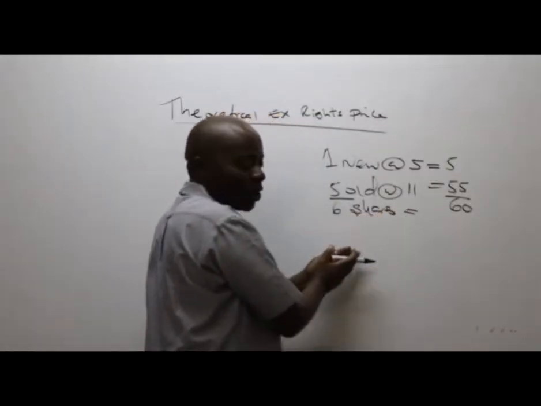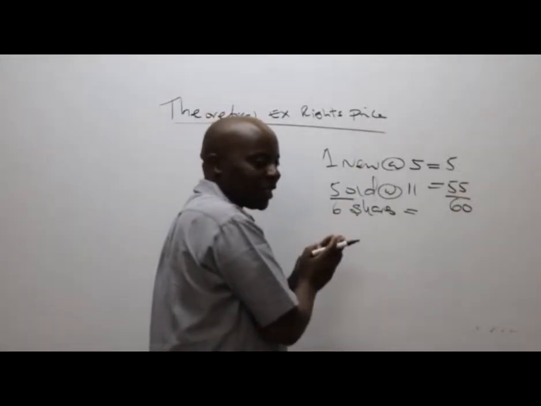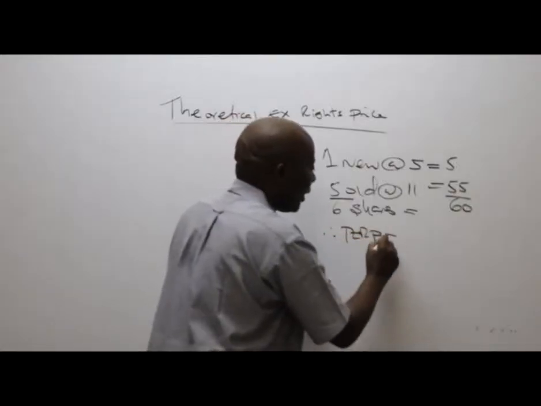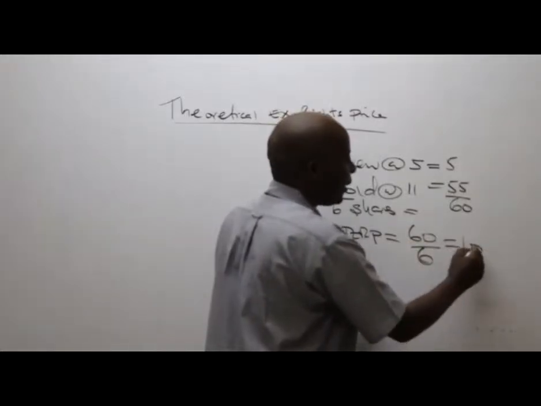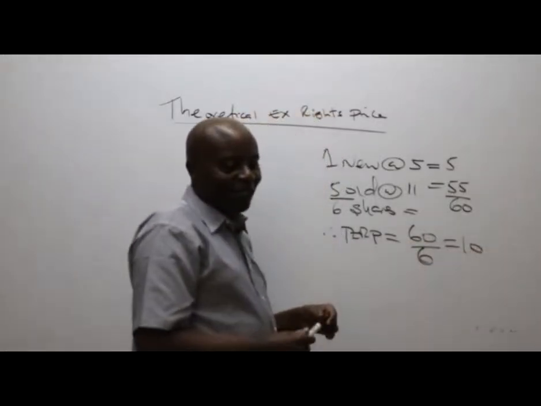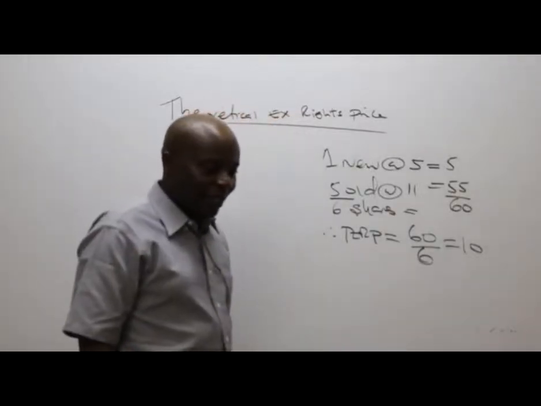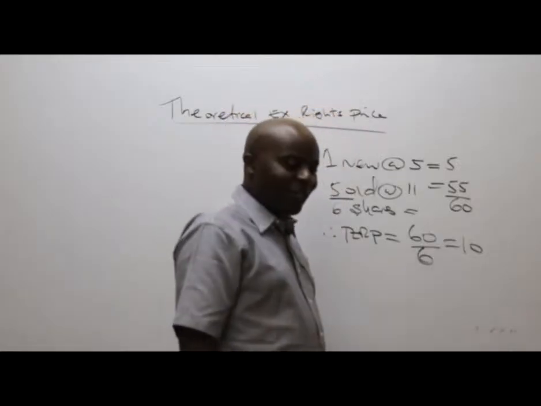Then how about 1 share? Once you give us that 1 share, then you are giving us the theoretical ex-rights price. Therefore, the theoretical ex-rights price here will be 60 divided by 6, which gives us how much here? Somebody said 10. The theoretical ex-rights price is 10. That is so important to me.